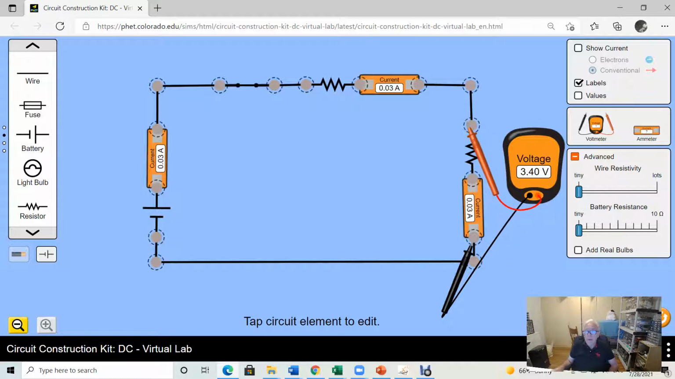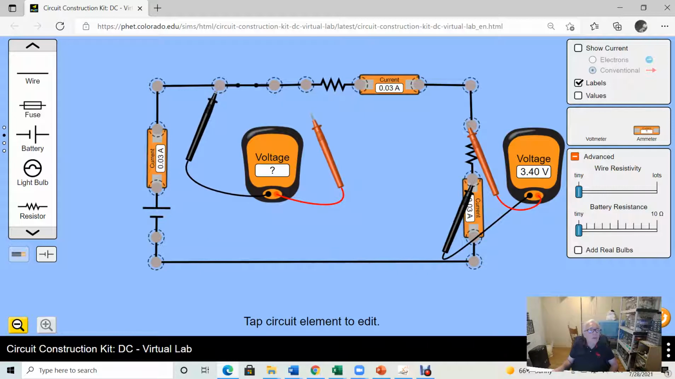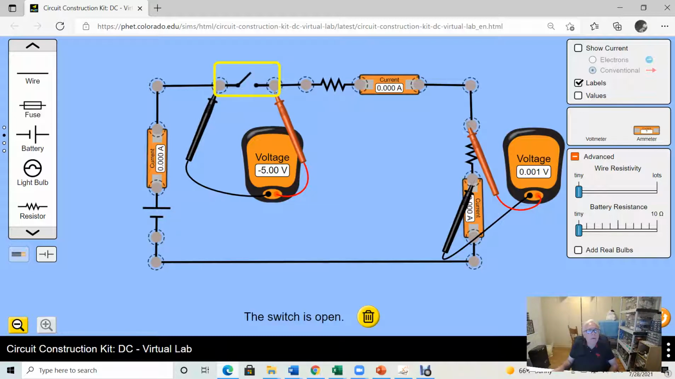Here you go. So that's what we get for resistor number 2. Let's do it for resistor number 1. I'm going to do that again, okay? Across the switch. A closed switch has a 0 resistance. But if I open the switch, we get a minus 5 volts voltage.